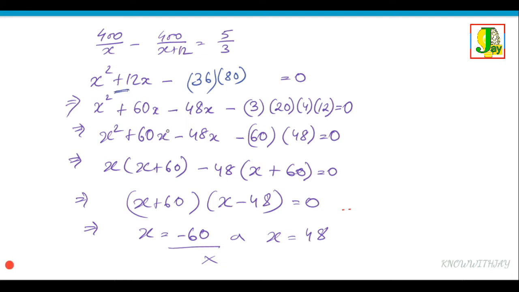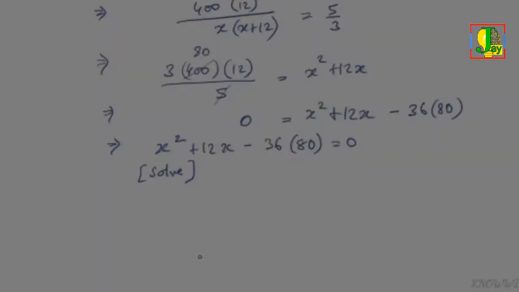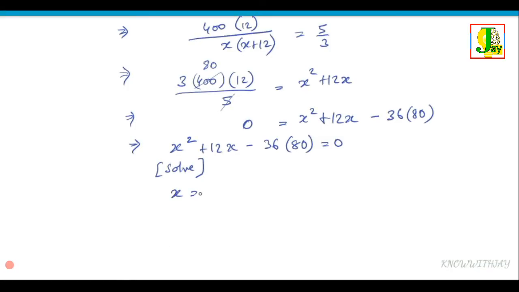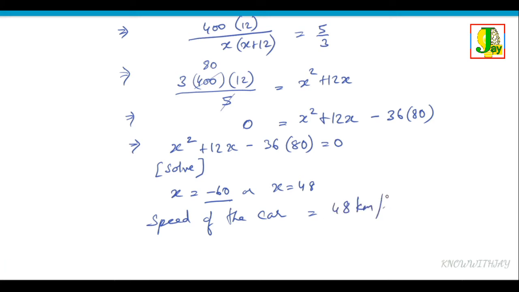So this is how you split the middle term, and you get x equals minus 60 and x equals 48. So we have x equals minus 60 or x equals 48. We cannot take speed to be negative. So the speed of the car equals 48 km per hour, and that is the required answer.